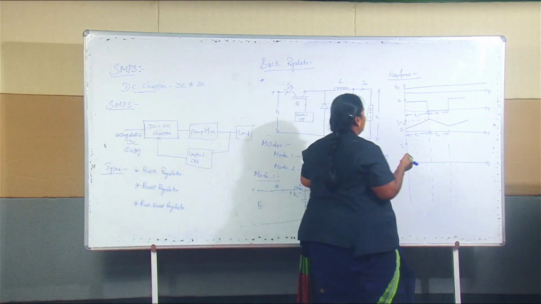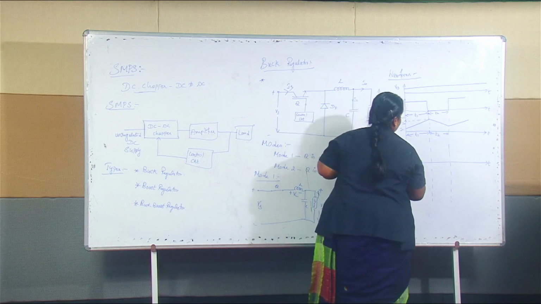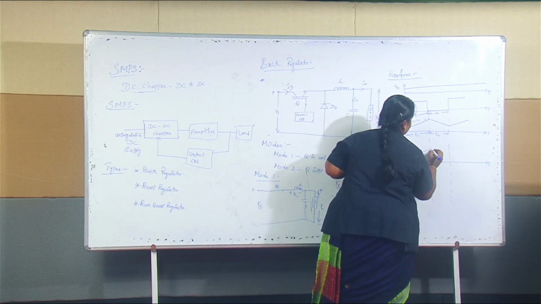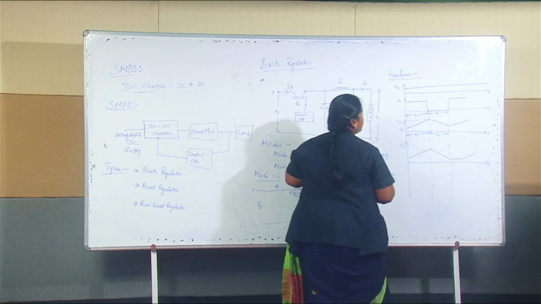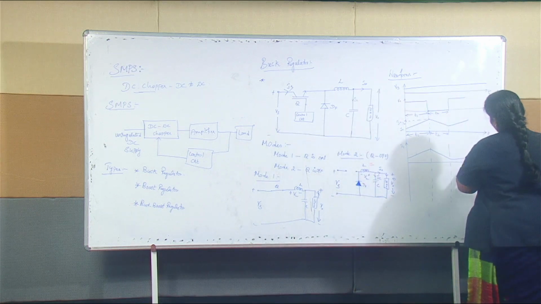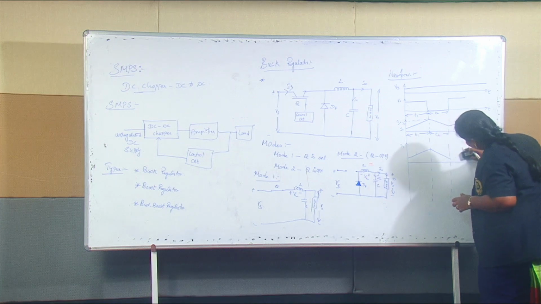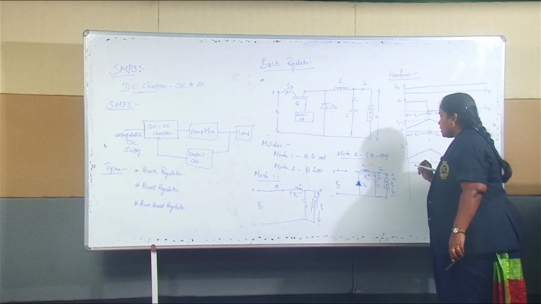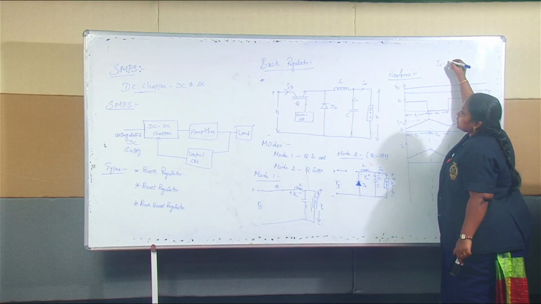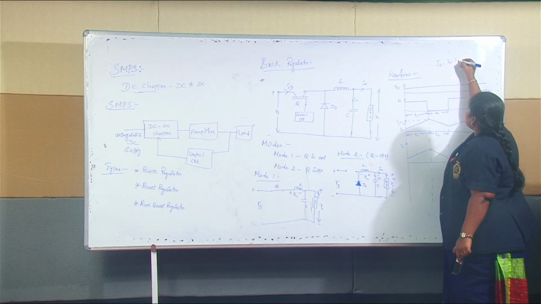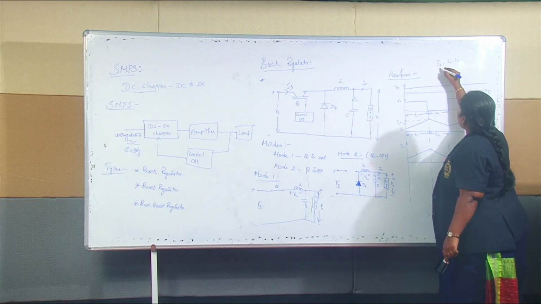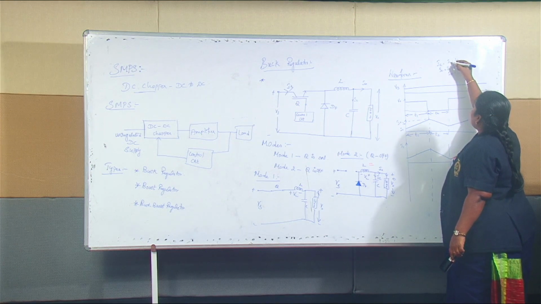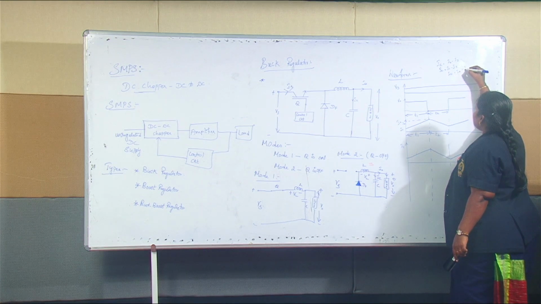In this case, your IC is nothing but I naught minus IS. When your I naught is I1, then IC is I1 minus IS, and similarly when your I naught is equal to I2, it is I2 minus IS.